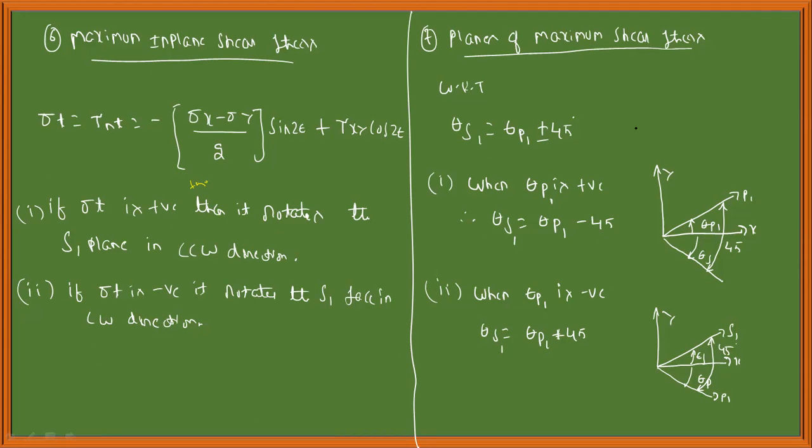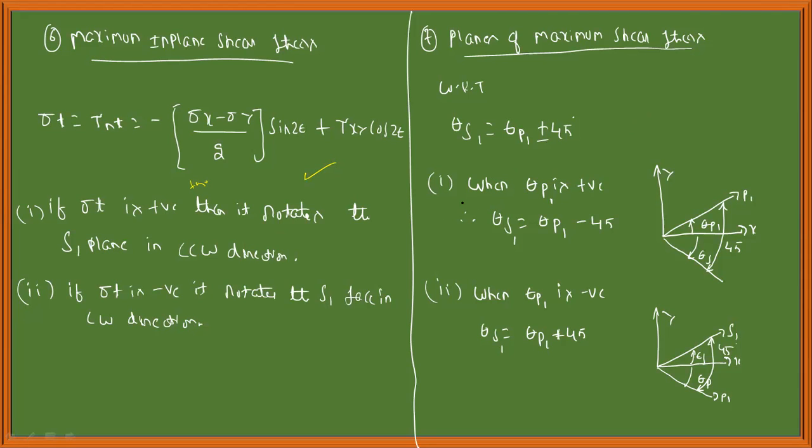Okay. Planes of maximum shear stress. We have found the magnitude of maximum shear stress. We have found the magnitude of principal stresses. We have found the planes of principal stresses. The planes of maximum shear stress are given by a formula: tan 2 theta s is equal to minus (sigma x minus sigma y) by 2 tau xy. I will not use that because there is no use from it. I cannot say which is the S1 plane and which is the S2 plane.